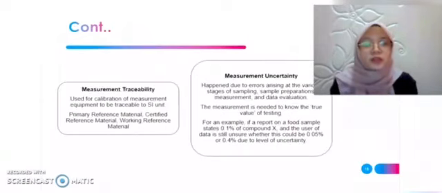The two aspects that need to be addressed are measurement traceability and measurement uncertainty. Measurement traceability requires calibration of measurement equipment to be traceable to SI units. The references that can be used are primary reference material, certified reference material, and working reference material. Measurement uncertainty happens due to errors arising at the various stages of sampling, sample preparation, measurement, and data evaluation. The measurement is needed to know the true value of testing.